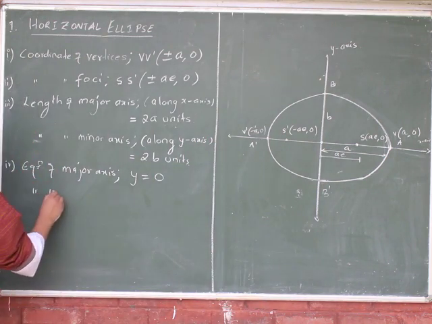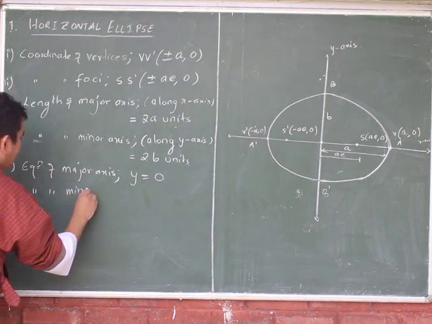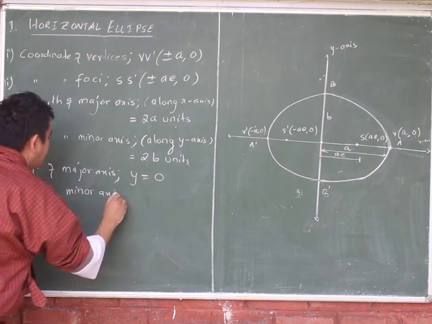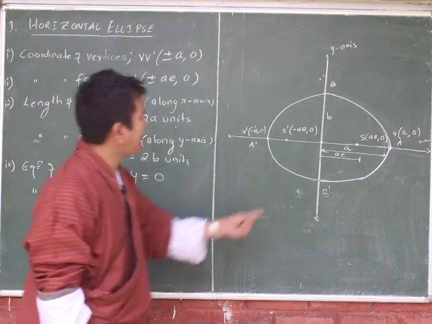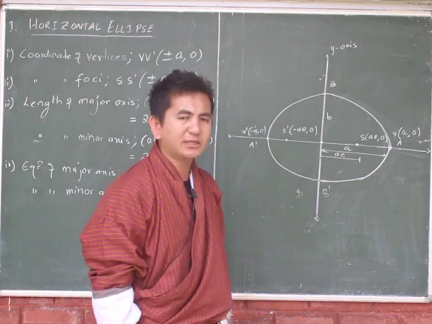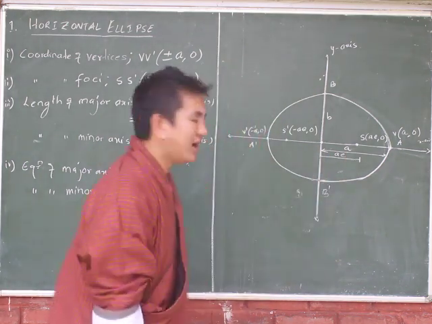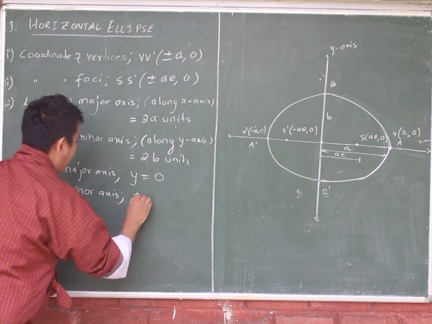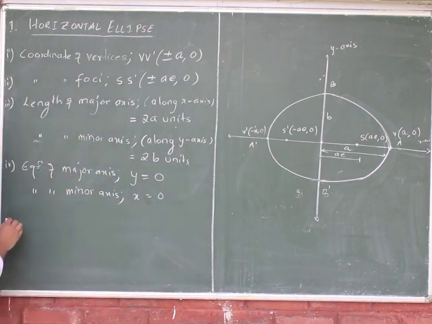Similarly, the equation of minor axis. When it comes to the equation of minor axis, where is the minor axis? The minor axis is along the y-axis. It does not lie on the x-axis. Therefore, x is equivalent to 0.